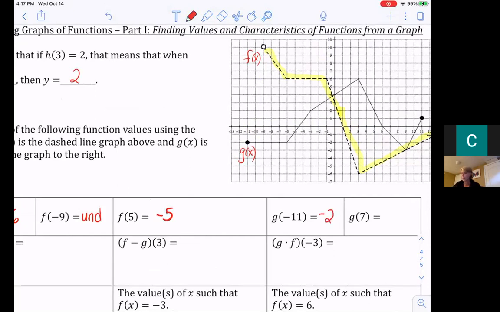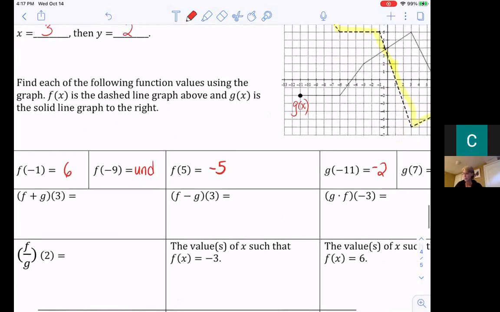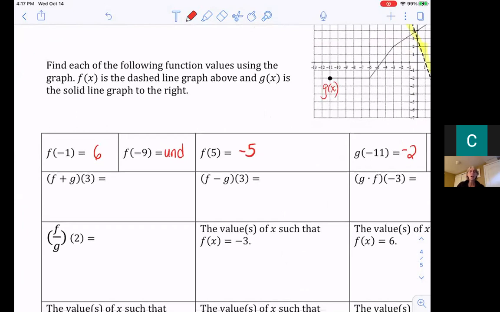G of 7. I'm going to go to 7 on my x-axis. I'm going to go to the solid line, negative 1. It's a little hard to read. Now we're going to do some of our operations.